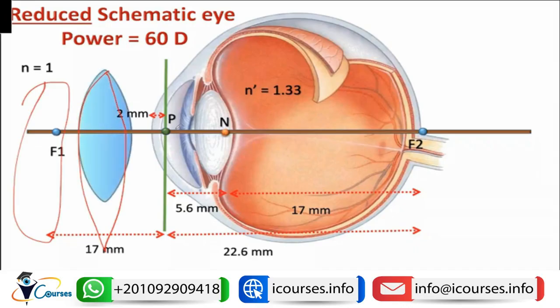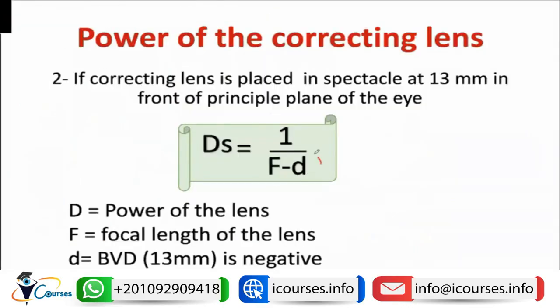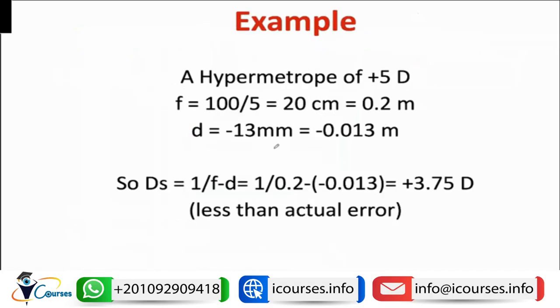So we need to compensate for this by taking into consideration the D, or what's called the back vertex distance. So if the correcting lens is placed at the spectacle plane, 13 millimeters in front of the principal plane of the eye, then the power of this lens will be equal to 1 divided by f, which is the focal length of the lens, minus the back vertex distance, and we agreed that in such a condition the back vertex distance will be negative.